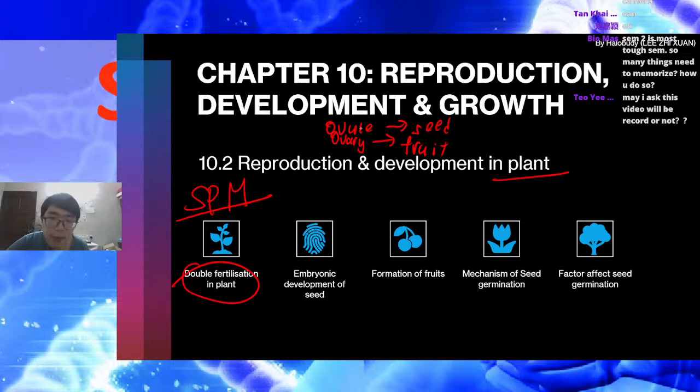Is it right? It's right, isn't it? But how? How? Do you know how? Have you ever thought about the way? You have to know this. So, after double fertilization, how the seed is formed and then how the fruit is formed. These are the two processes you have to know. For the ovule, after double fertilization, how does the embryonic development of seed happen? How does the seed form, and also the ovary, how does the fruit form? These two, you have to know.